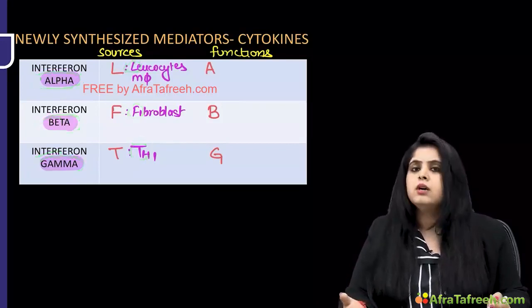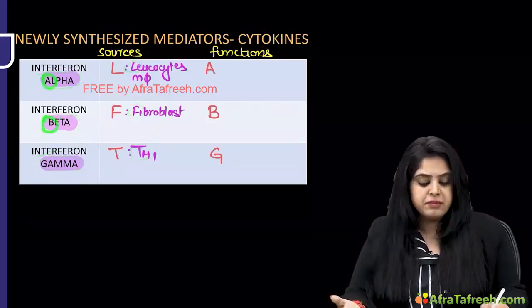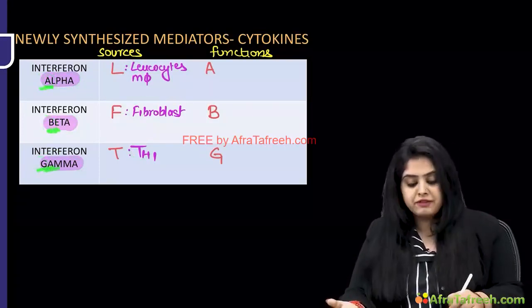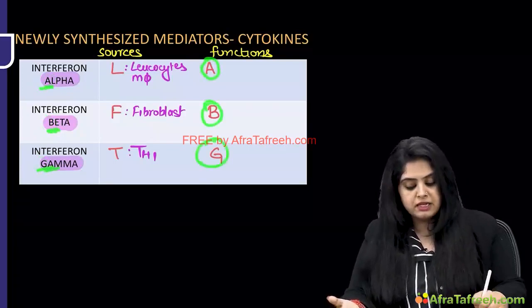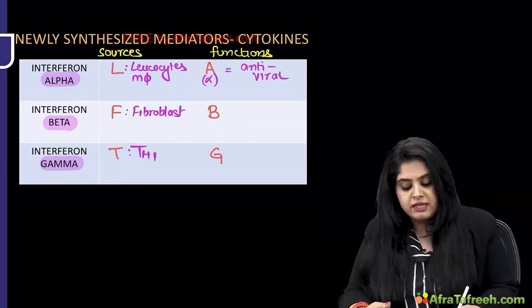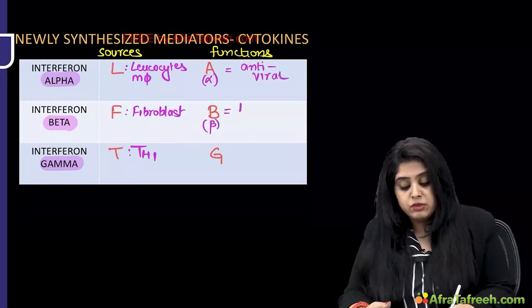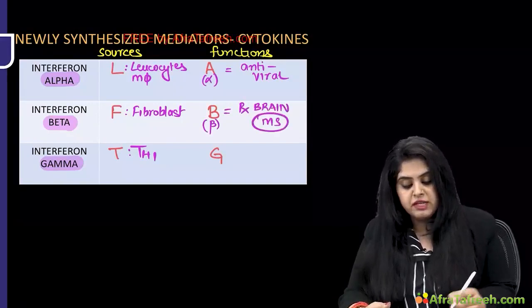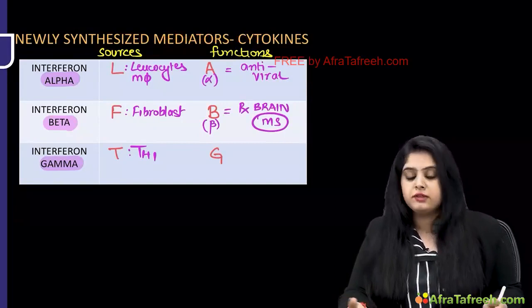But what is their function? Their function is alpha, beta, gamma. Simple. A for A, B for B, G for G. That is why for the functions I have written alpha, beta, gamma. Remember, alpha is going to have antiviral properties. It is going to be antiviral. Beta is going to be used in the treatment of a brain disease. Which brain disease? Multiple sclerosis. It is used in the treatment of multiple sclerosis.